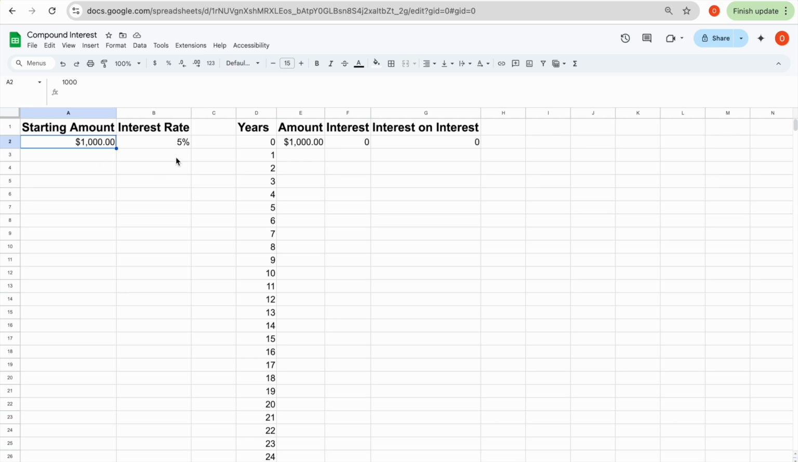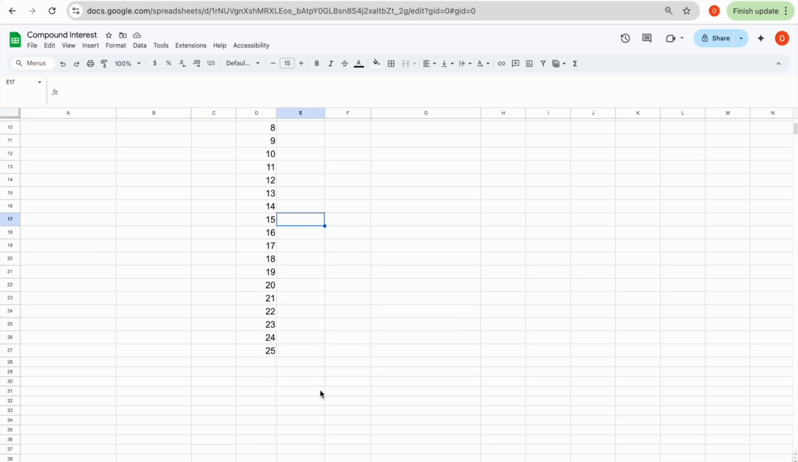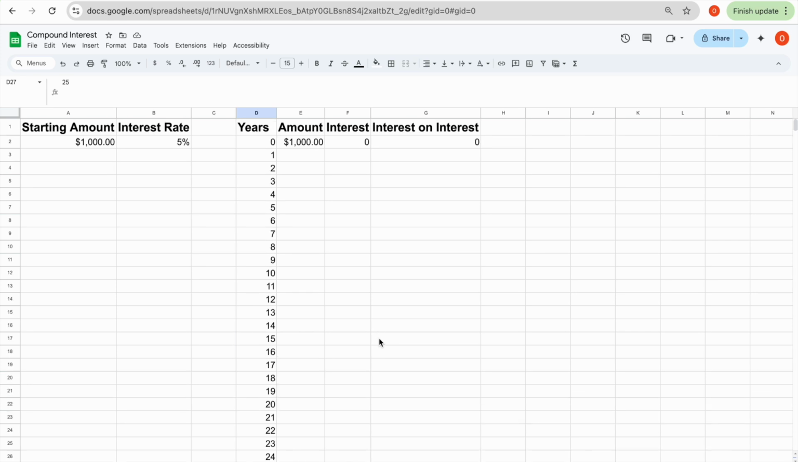In terms of our interest rate, we're going to assume that it grows 5% per period. And for this example, our periods will be years. So we're going to see how much $1,000 can grow into with a 5% year over year return, and we're going to push that out for 25 years and see what we can turn that into.